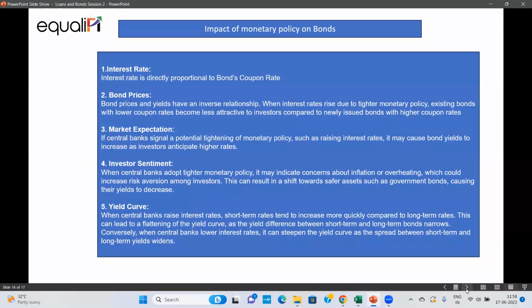Last is the yield curve. When the central bank raises interest rate, short-term rates tend to increase more quickly compared to long-term rates. This can lead to flattening of the yield curve as the yield difference between short and long-term bonds narrows. Conversely, when the central bank lowers interest rate, it can steepen the yield curve as the spread between short and long-term widens. Can somebody explain this? Otherwise, I will explain how this yield curve is important here. Can somebody explain this? Question to Praveen and Bharat mainly.